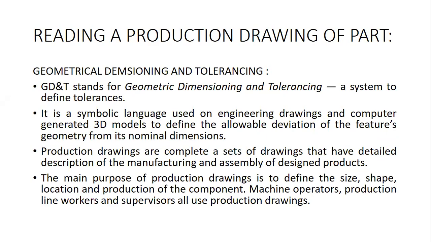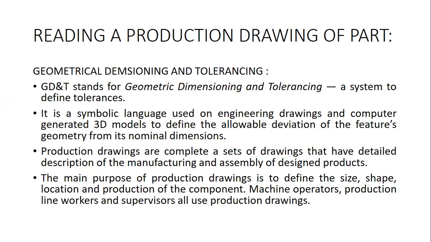How to read a production drawing of a part? With the knowledge of geometrical dimensioning and tolerancing. What exactly is it? Geometrical dimensioning and tolerancing is a system which is used to define the tolerance of various machine parts. It is a symbolic language used in engineering drawing, normally with the computer generated 3D model. If you want to define the allowable variation in the part feature geometry, we can use this kind of geometrical dimensioning and tolerancing to show the variation size of the different parts.